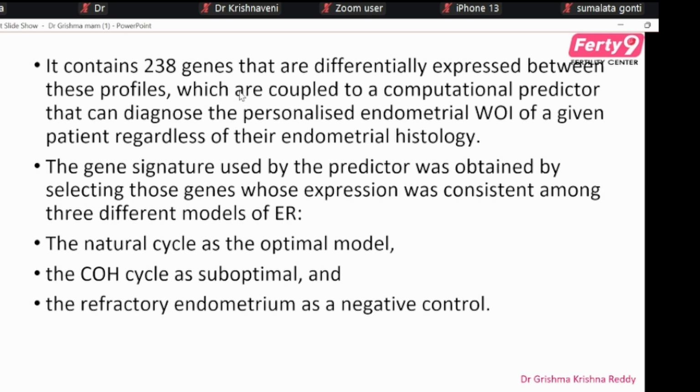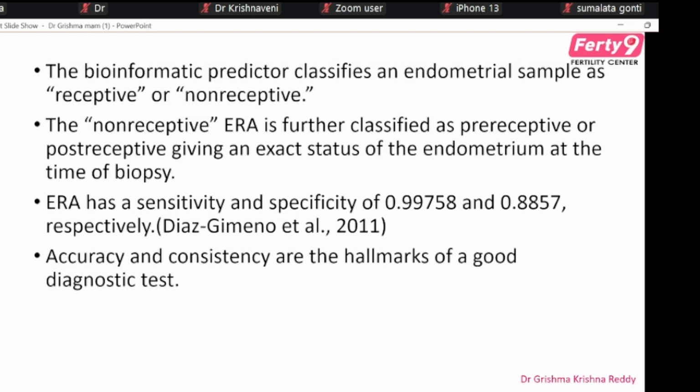So this ERA contains 238 genes that are differentially expressed. Then this gene signature used by the predictor was obtained by selecting those genes whose expression was consistent. So they used natural cycles as the optimal model. Whenever we do ERA, we get an endometrium as receptive endometrium or non-receptive endometrium. So receptive endometrium means how we do ERA.